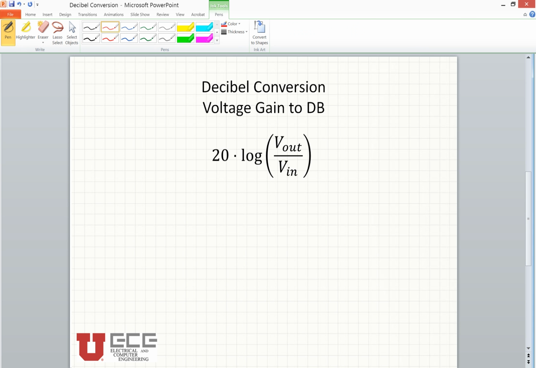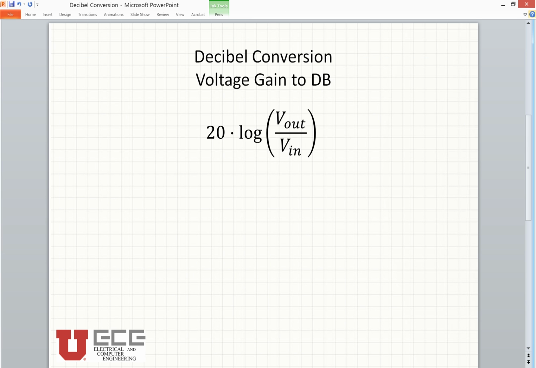For example, if we have a V out equal to 1 and a Vin equal to the square root of 2, then our ratio of V out over Vin, which is also considered our transfer function, will be 1 over the square root of 2, and to convert that into dB we would take 20 log, and this is base 10, of 1 over the square root of 2. Putting that into a calculator gives us a minus 3.01 dB.